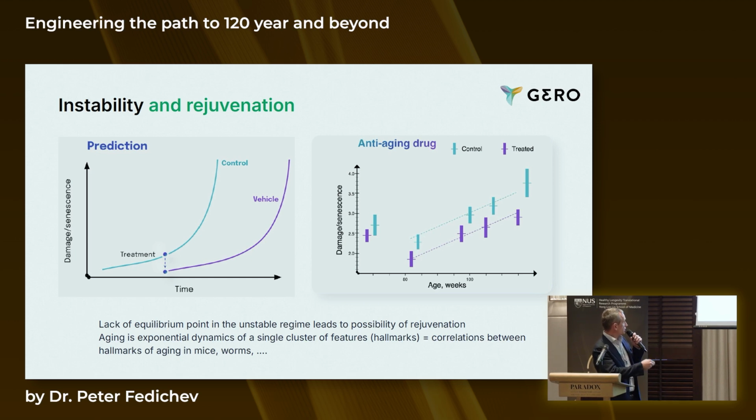This will be published eventually. This is one of the experiments. You have two groups, treated and untreated. You have an anti-aging treatment in between, no treatment later on, and you can see that the treated group never matches the control. So in unstable animals, you can actually achieve rejuvenation. And mice, I think, is an archetypal example of that.